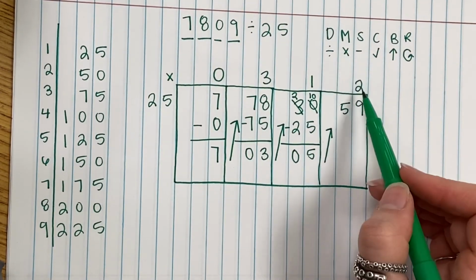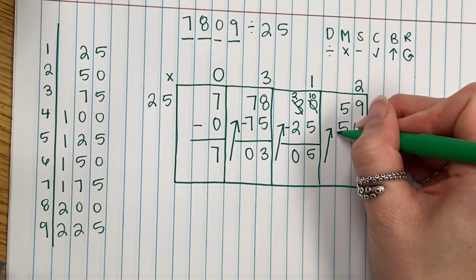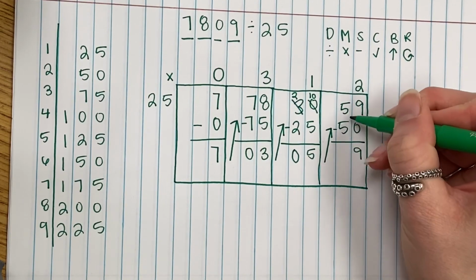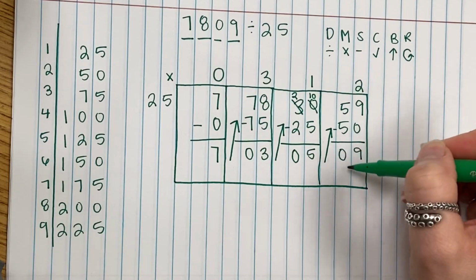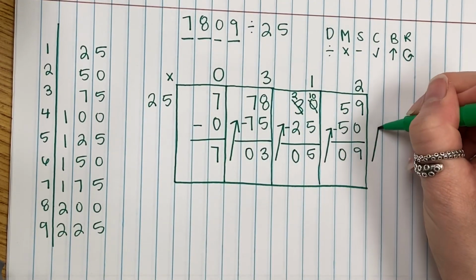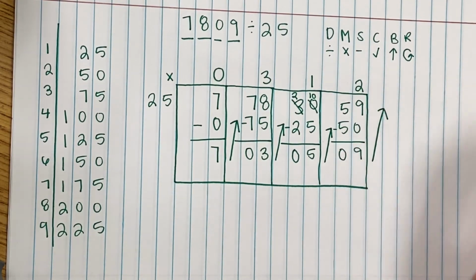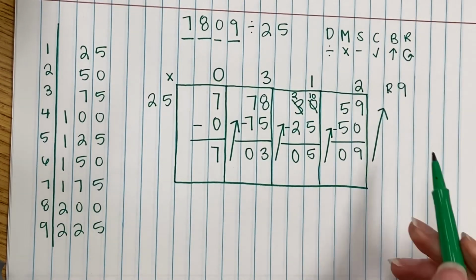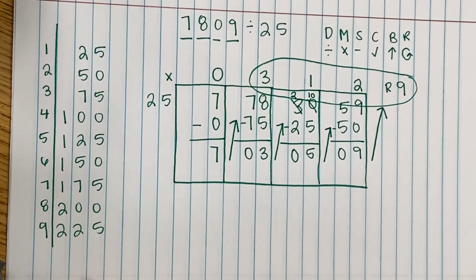After I divide, I'm going to multiply. 2 times 25 is 50. 59 minus 50, 9 minus 0 is 9, 5 minus 5 is 0. So then I'm going to check, is my remainder of 9 smaller than 25? If it is, I can bring it up, but I don't have any more boxes to divide into. So this 9 becomes our remainder, giving us a quotient of 312 with a remainder of 9.